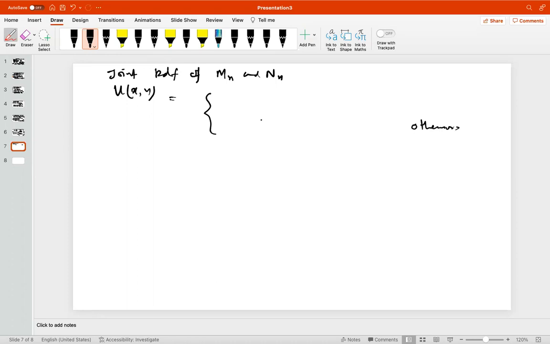Otherwise it is 0, and in that case x lies between a and b, and y is less than x, and lies between this. Then it is just n into n minus 1 divided by b minus a whole to the power n, and x minus y whole to the power n minus 2. You can easily check that. So this is one example. We can have several examples on that.